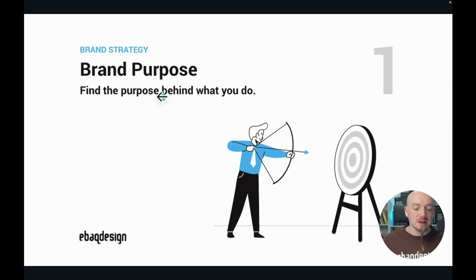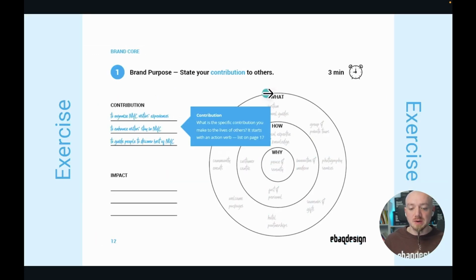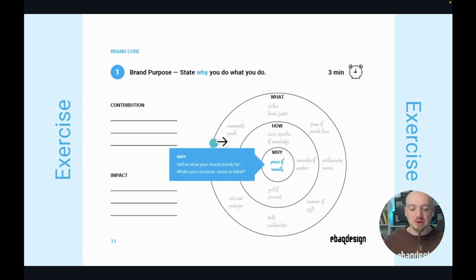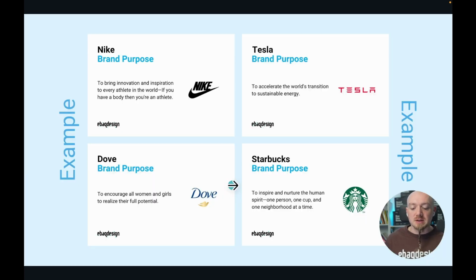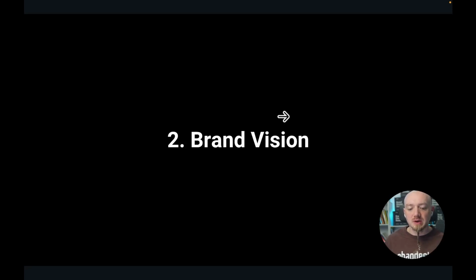Here you need to find the purpose behind what you do beyond just making money, right? So here's an overview of the exercise. You go through those steps. But what is brand purpose? Basically, why does your company exist? Why do you get out of bed every morning, and why should anyone care? Your purpose is the foundation of your marketing. Here are a few examples of great brand purpose statements. Probably the best one is Tesla: to accelerate the world's transition to sustainable energy, right? And you can find more of these statements on my blog.